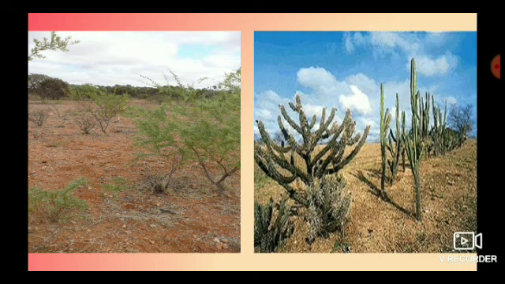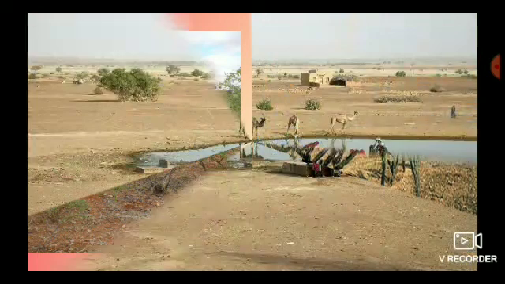So as I already said, the soil is dry and sandy, and these are the plants which require less water to grow, and they are found in the desert region. So what are the plants that are found in the desert region? Thorny scrubs and cactus are the plants that grow in the desert region.